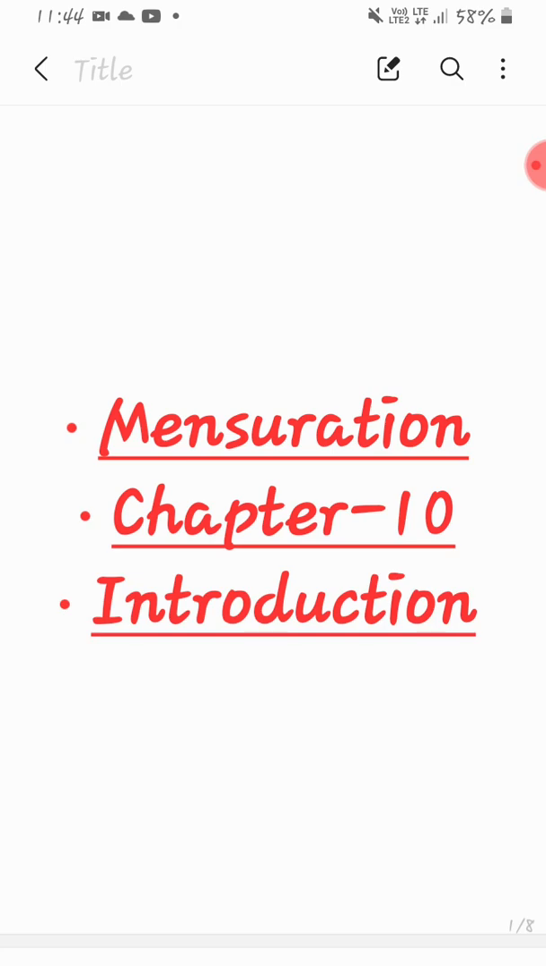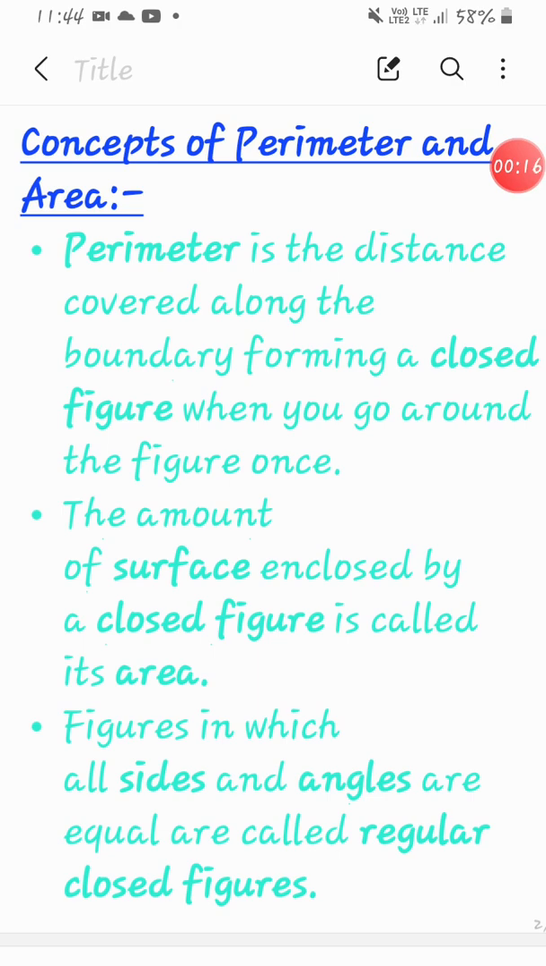Today in this video we are going to discuss chapter 10, that is mensuration, introduction part. So let's start the video. So first of all, some concept of perimeter and area. You need to know what is a perimeter and what is an area.